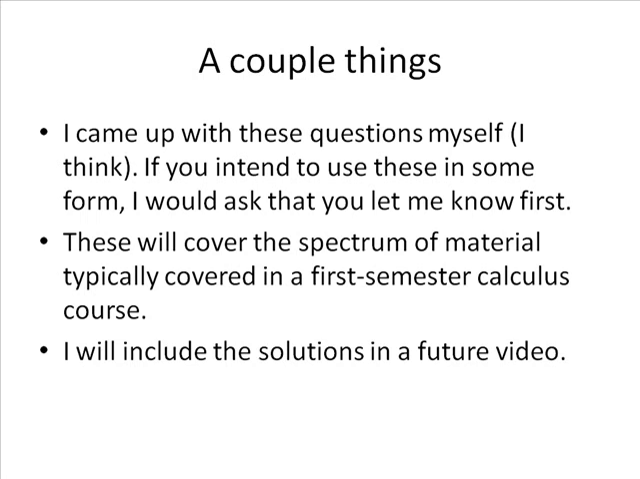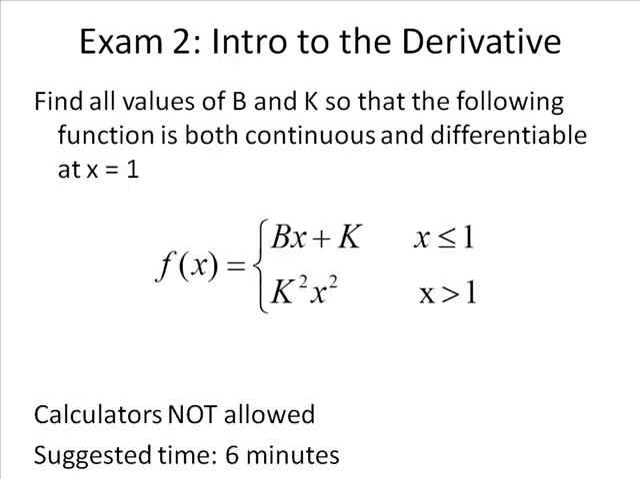So anyway, let's go ahead and look at a question from exam number 2. We have this particular piecewise function here, where it has unknown constants b and k. So what we have to do in this case is find all values of b and k so that the following function is both continuous and differentiable at x equals 1.